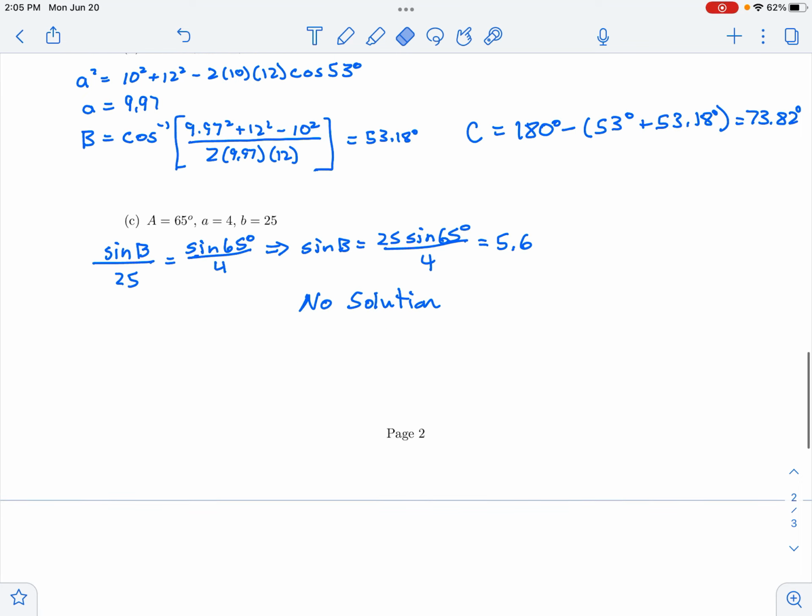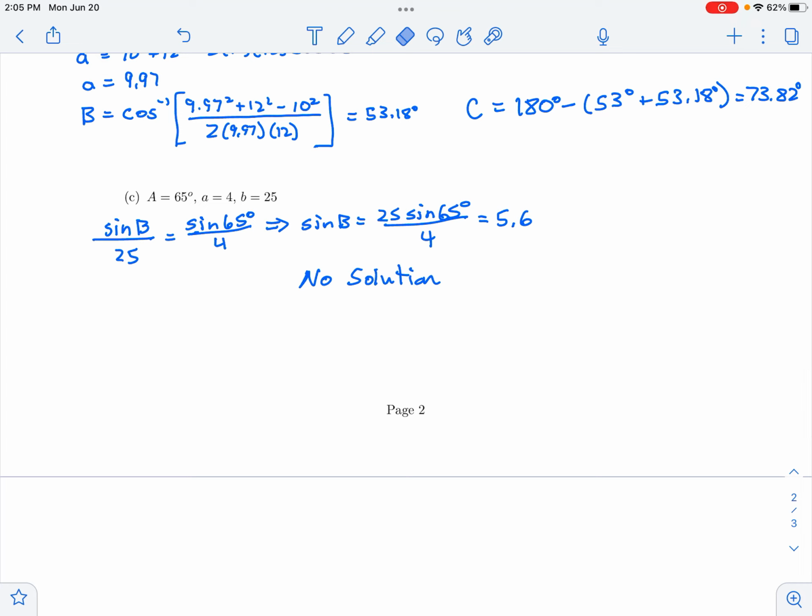Okay. Now, the last one is another law of sines, and it's an ambiguous case. So that tells us we could possibly have two solutions. But if you look at this, A is 65 degrees, and it's got a short side opposite it, 4, compared to B, which is 25. That tells you that there may be a problem if you're trying to draw a triangle with these dimensions. So that clues you in, but you don't have to think about it. You just set up your law of sines, and you find that sine B is 5.6. That can't happen. So you know there's no solution.